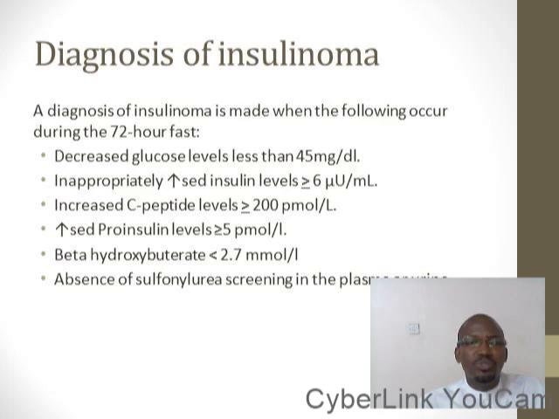A diagnosis of insulinoma is made after the 72-hour fast when the following parameters occur: when there is a decrease in glucose level, when there is inappropriately increased insulin level greater than 6 microunits per mL, when there is increased C-peptide level, when there is increased proinsulin level, and when the beta hydroxybutyrate is decreased to less than 2.7 millimoles per liter. All this should occur in the absence of sulfonylurea secretagogues in the plasma or the urine.